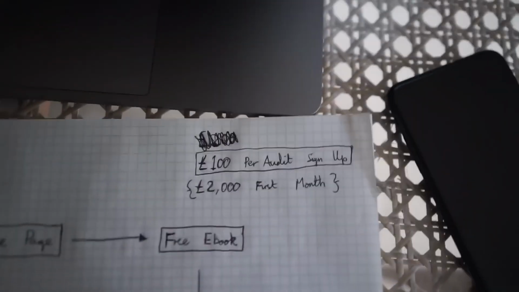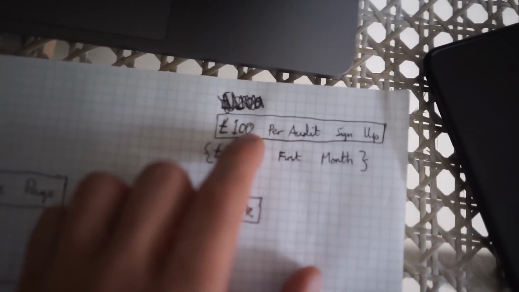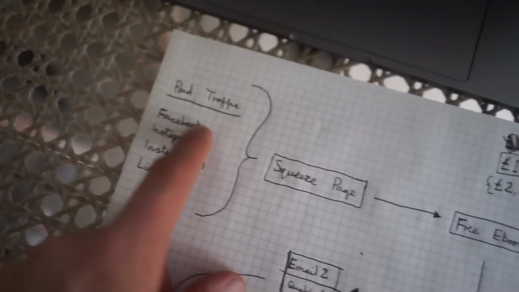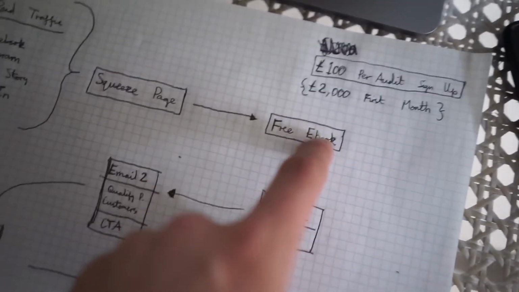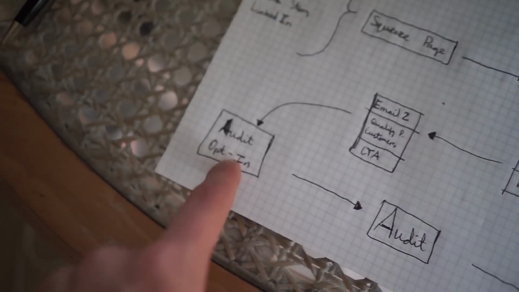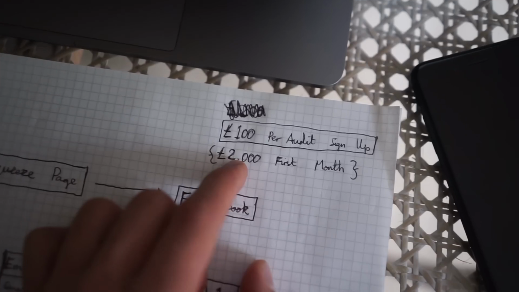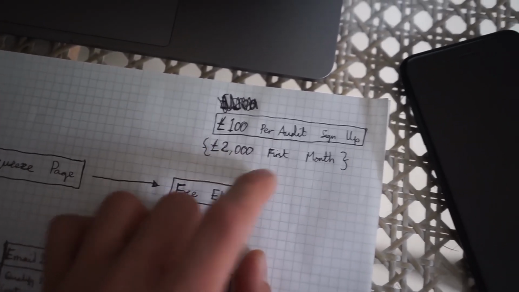Now, another interesting point is I'm willing to pay £100 per audit sign up. So for them to pay for this traffic, to get them through this squeeze page, to get them through the free ebook, the emails, and eventually get them to opt into my audit, I'm willing to spend up to £100. The reason for that is because I know a client is worth on average £2,000 to me in the first month alone.